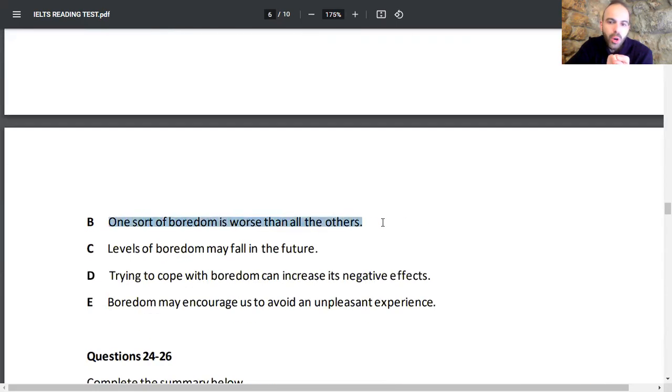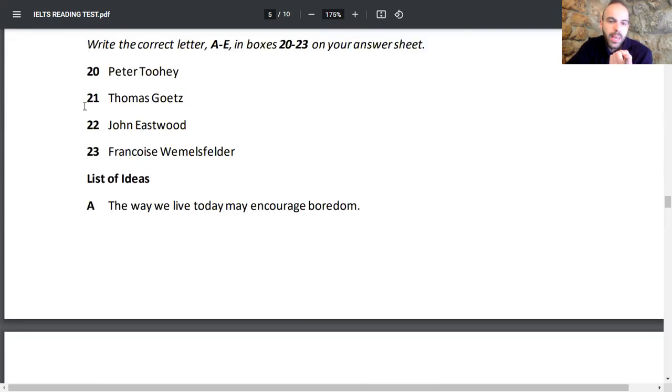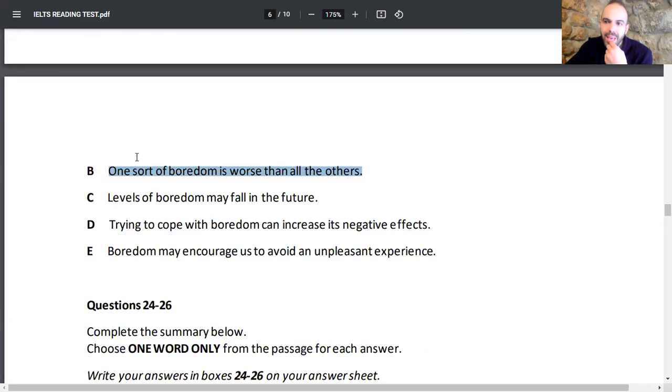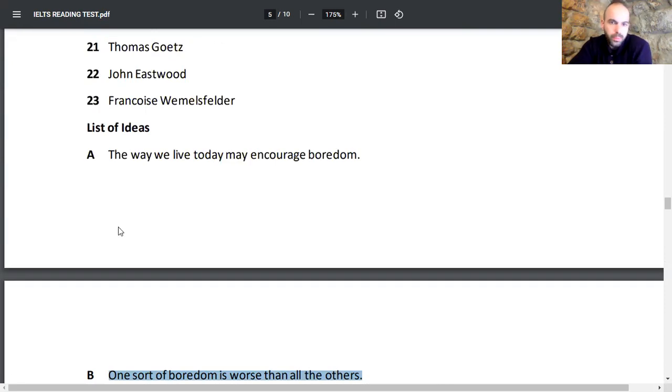One sort of boredom is worse than all others. So I've seen this, okay? So then Goetz is matching with idea B. So 21 is matching with B. Quite easy. Now let's move to John Eastwood, which is number 22. So John Eastwood is mentioned in paragraph D.